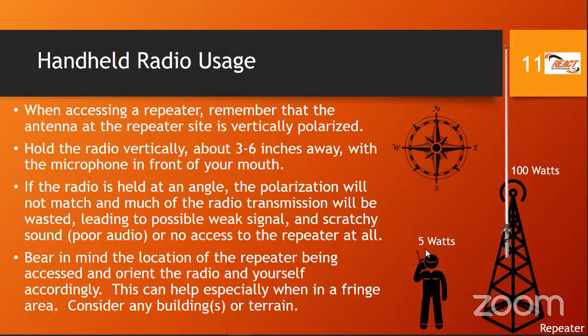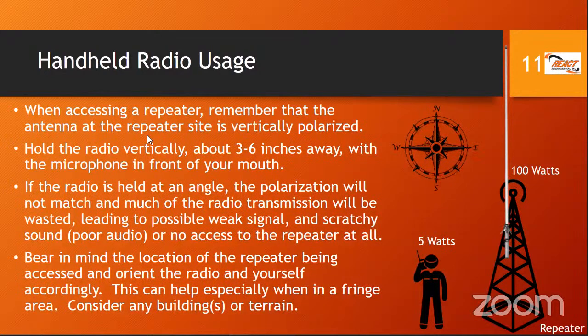When you're using your handheld radio, you want that antenna to be as vertical as possible so that the polarization will match. If you tilt that radio and put it horizontally, like if you're holding it like a cell phone on speaker mic and so on, apart from not being heard clearly, most of your radio frequency transmission will be lost because you don't have the same polarization. You need to have it vertical to match the base station antenna or the repeater antenna.